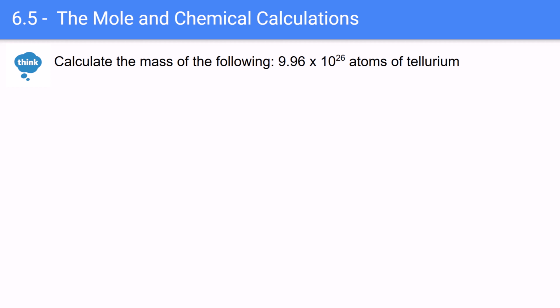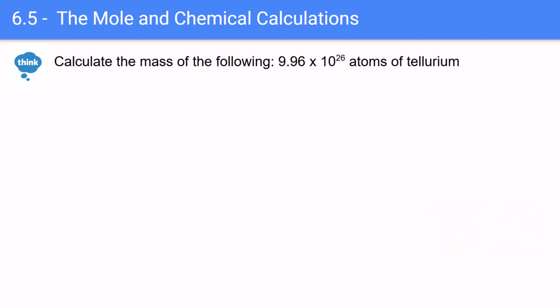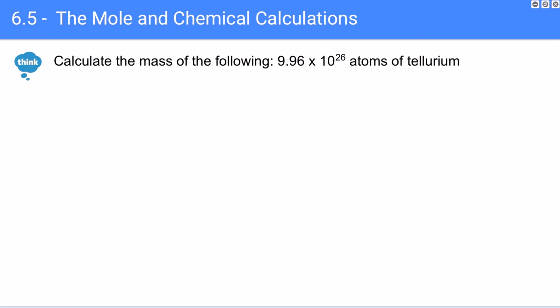So I want us to calculate the mass of the following: 9.96 times 10 to the 26th atoms of tellurium. All right, I'm going to do that here with you in just a moment. If you want, you can try it on your own. Go ahead and pause here if you wish, but I'm going to go through this with you in just a minute. All right, so just like what we've done previously, identify what is given here. 9.96 times 10 to the 26th atoms of tellurium, and our unknown is mass.